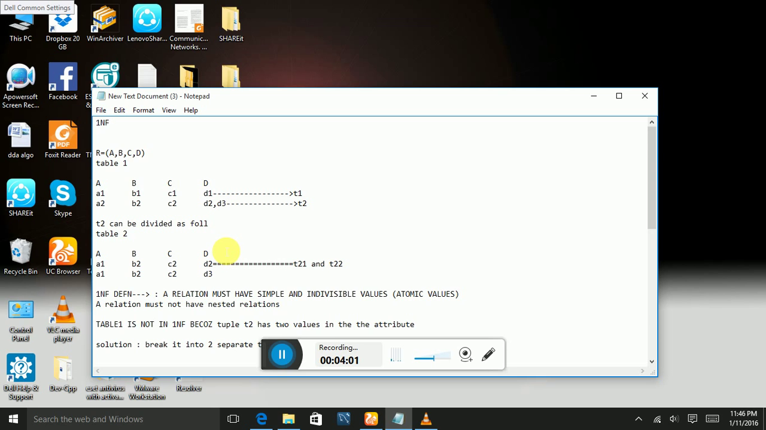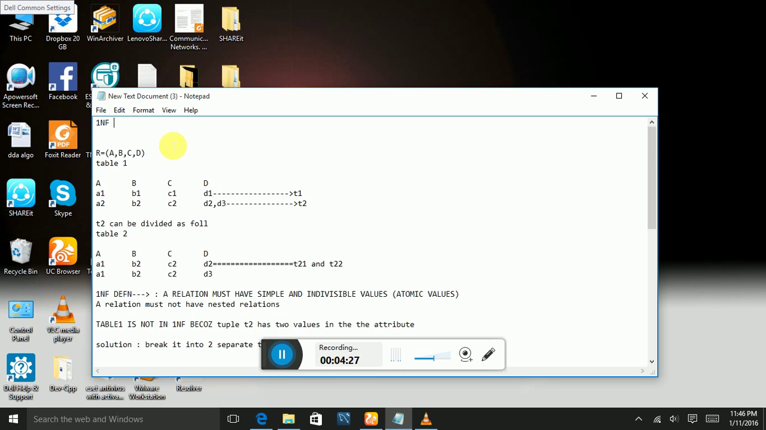I'll go very fast now. 1NF is the first normal form. The definition goes like this: a relation must have simple and indivisible values, that means only atomic values, and the relation must not have nested relations in it, which I'll discuss shortly in future tutorials.